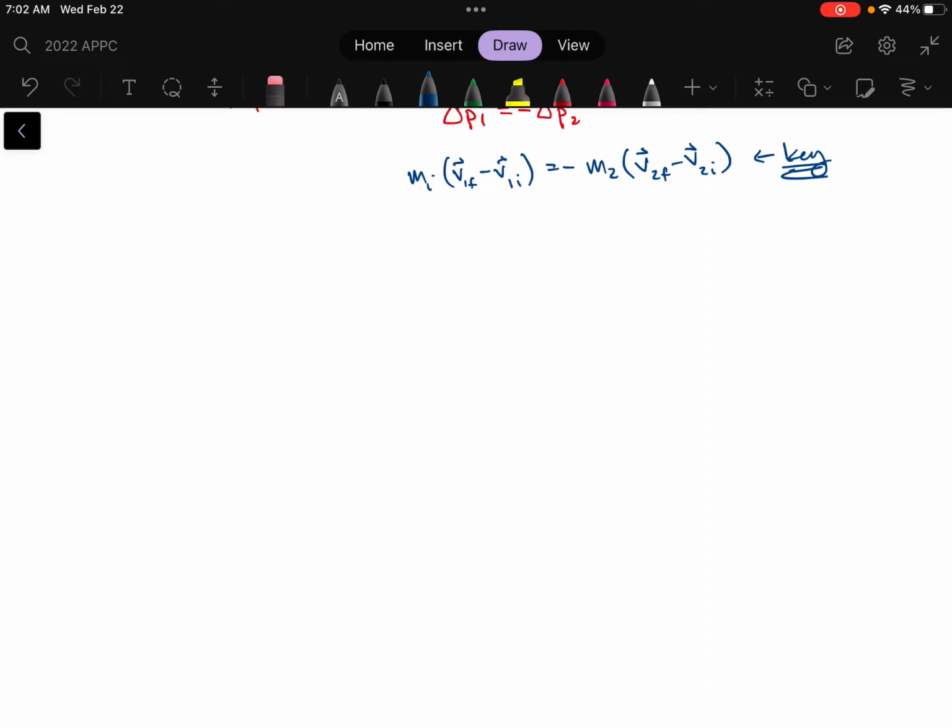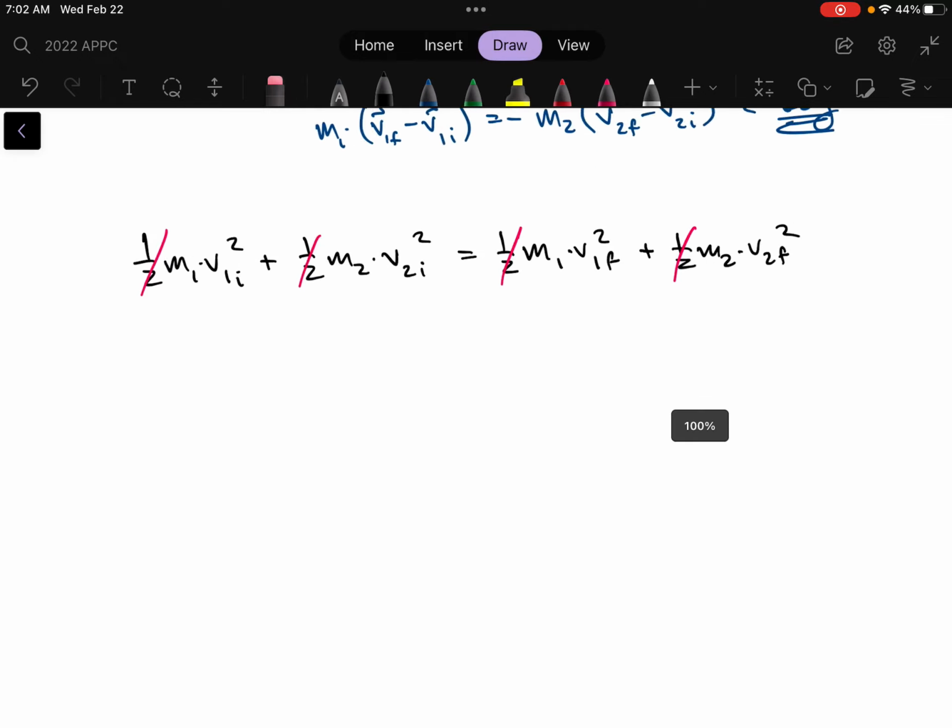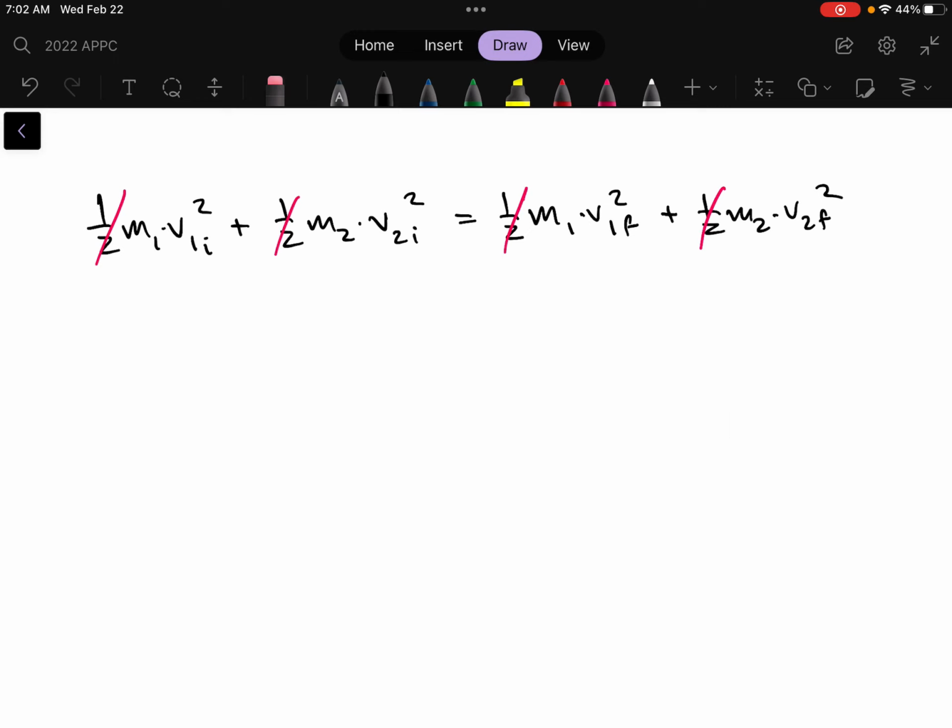Let's start with the conservation of energy. We would have 1/2 m1 v1i squared. I'm going to leave the vector hats off here because it's going to be a bit cumbersome. Plus 1/2 m2 times v2i squared should be equal to 1/2 m1 v1f squared plus 1/2 m2 v2f squared. Here we can go ahead and cancel out the 1/2s. Don't need them. I'm not going to rewrite the equation just yet. But if we've got that, we're getting close to what we need to do.